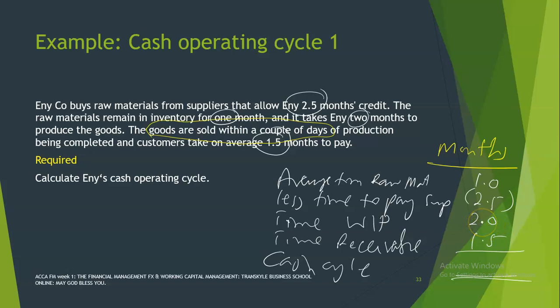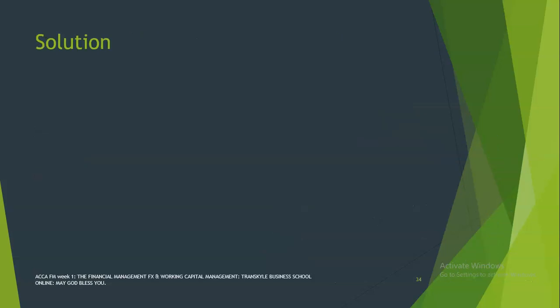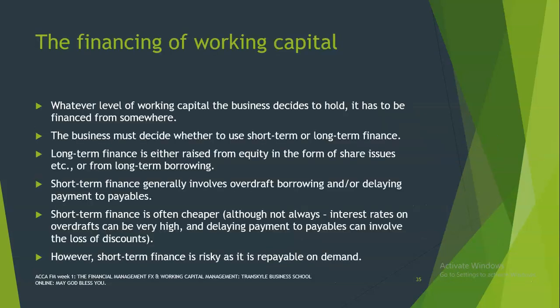Let me use a calculator there. Okay, so we get 2.0. Okay, so that's the time we receive cash. So the current cash operating cycle is 2 months. Right. Now, the financing of working capital.